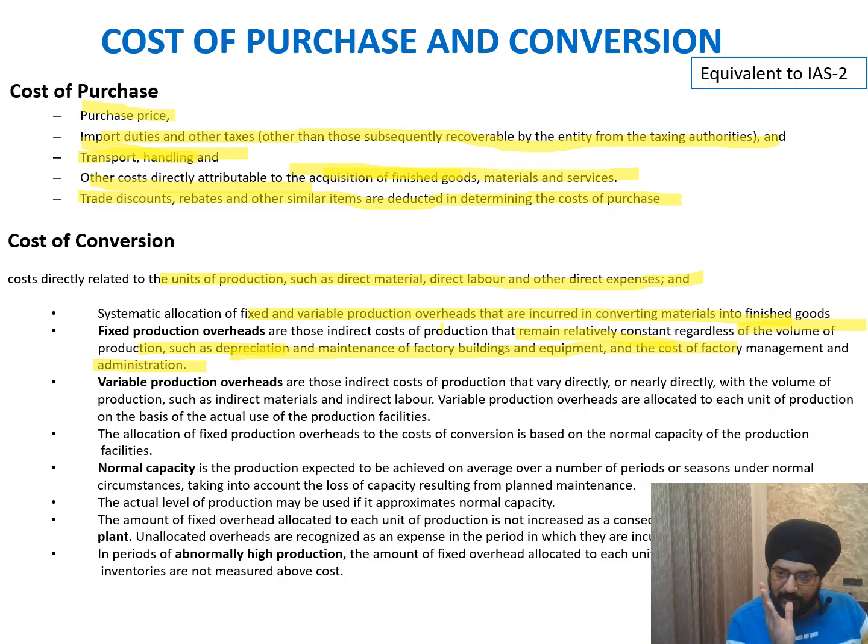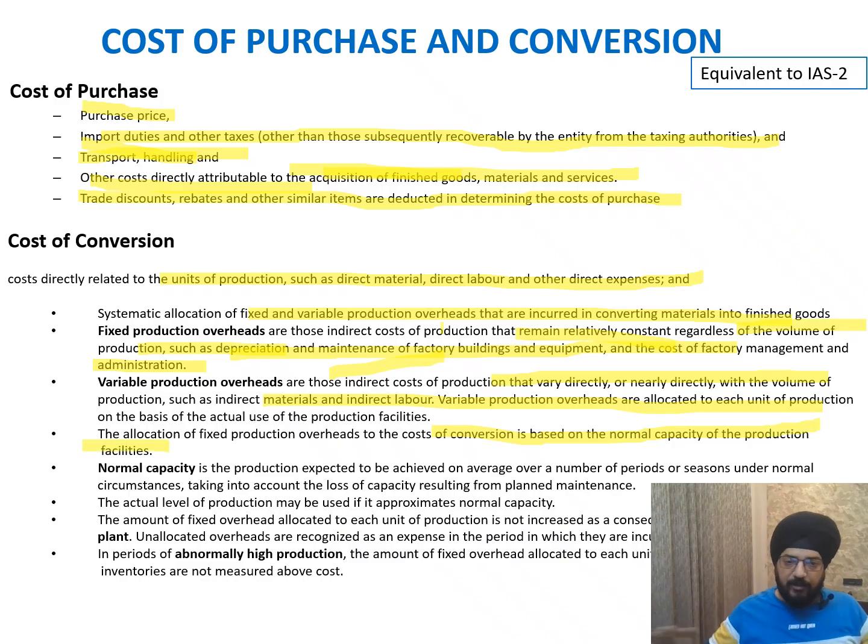So any cost which is of a fixed nature, there would be a proper procedure to allocate that cost to the inventory, so that it will be included as a part of the conversion. Variable production overheads are those indirect costs of production which vary directly with the volume of production, such as indirect material, indirect labor, and variable production overheads, allocated to each unit. Allocation of fixed production overhead to the cost of conversion is based on the normal capacity of production.